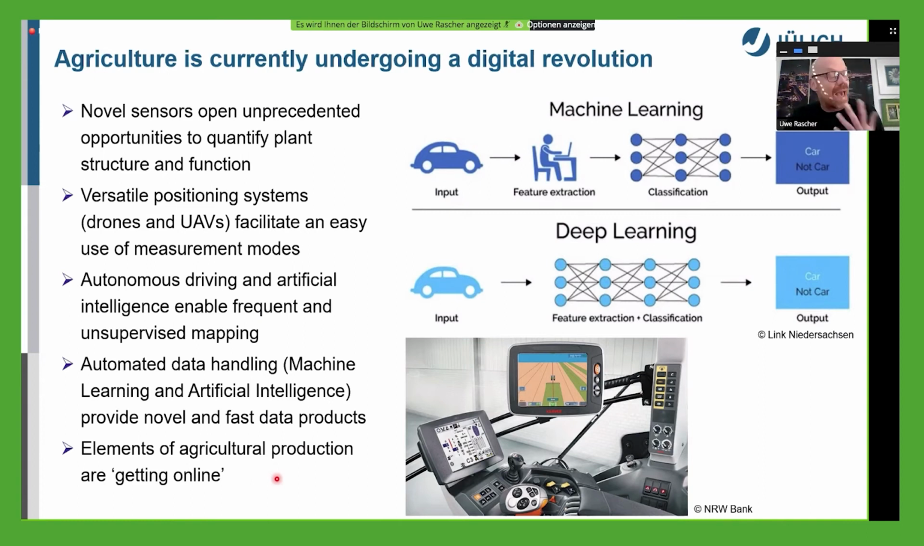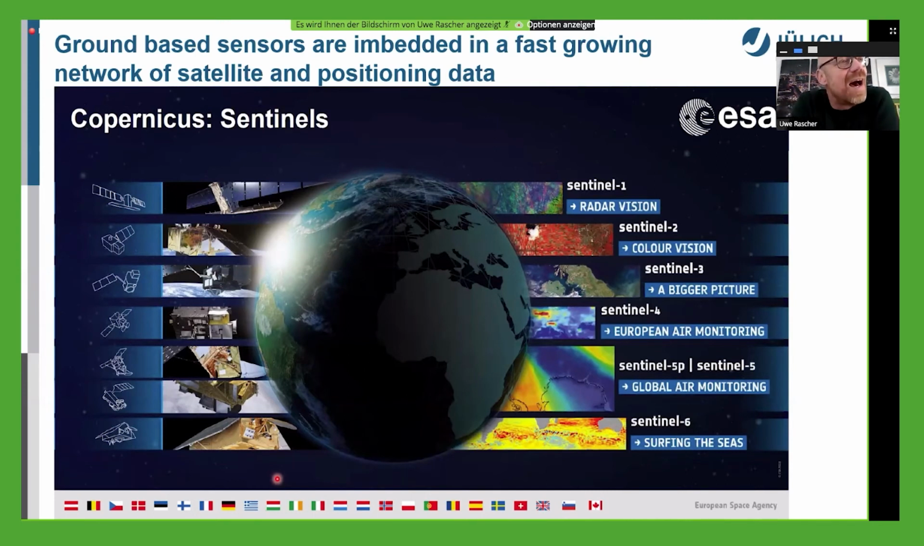So these four elements, from my perspective, are where we are experiencing quite a technical digital revolution. And now coming to the second part, the scale: how do we actually link this across the scales? There I would like to start on the really large scale, namely from satellites.